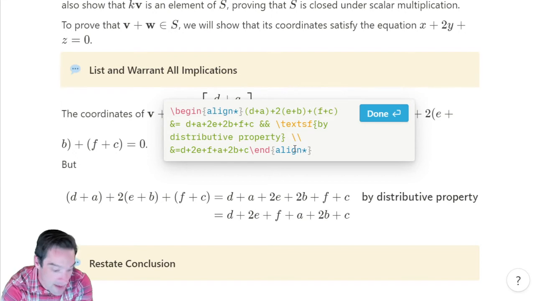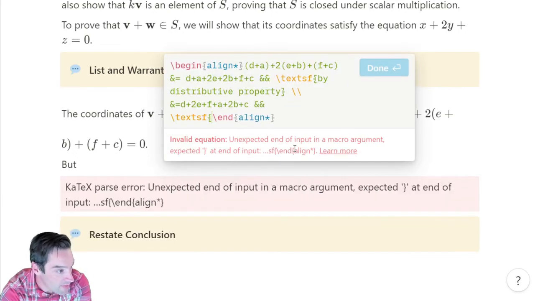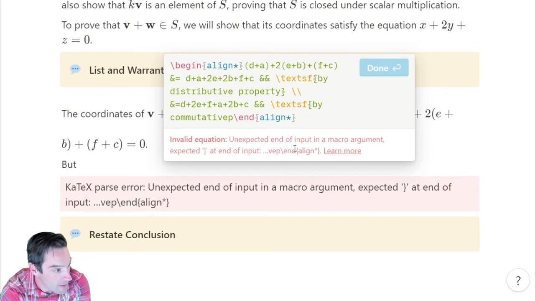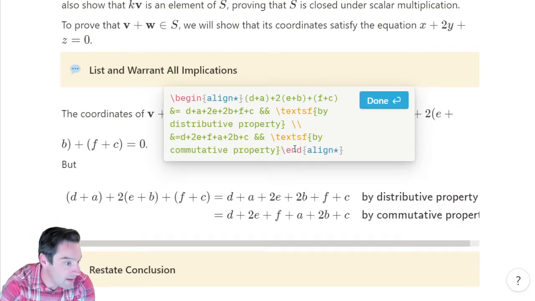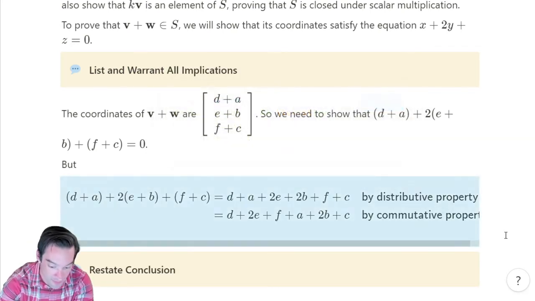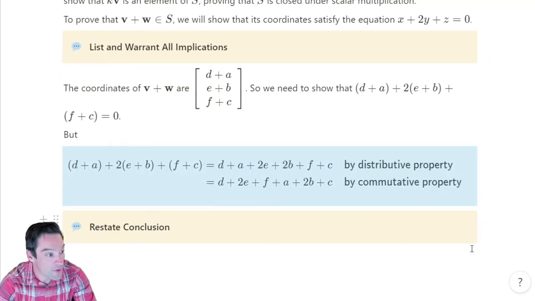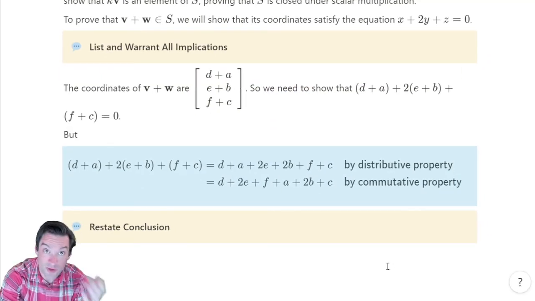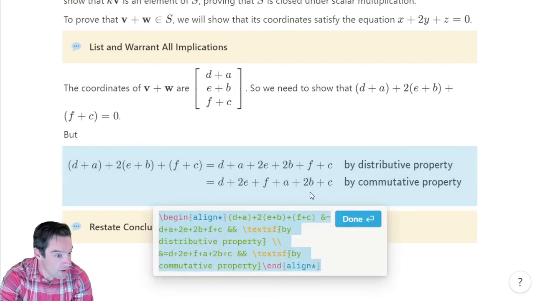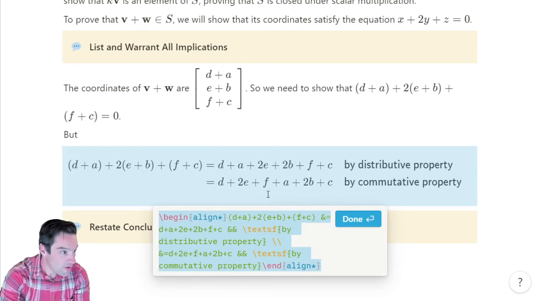And so that is, again, if we want a warrant on this, and we probably should have one, by the commutative property of addition. Addition doesn't care which order we add in, addition of real numbers. In fact, it's one of those properties that is essential in defining a vector space, the commutativity of the addition operation.